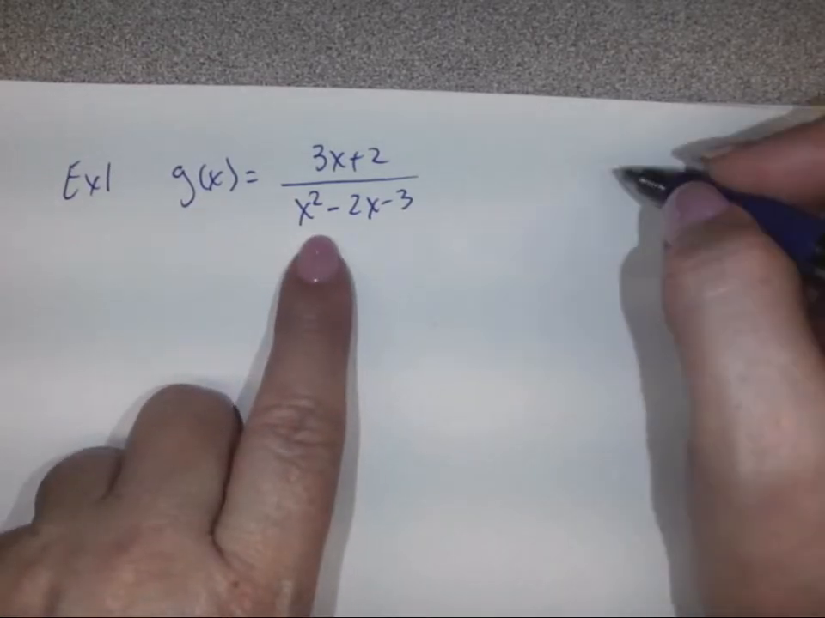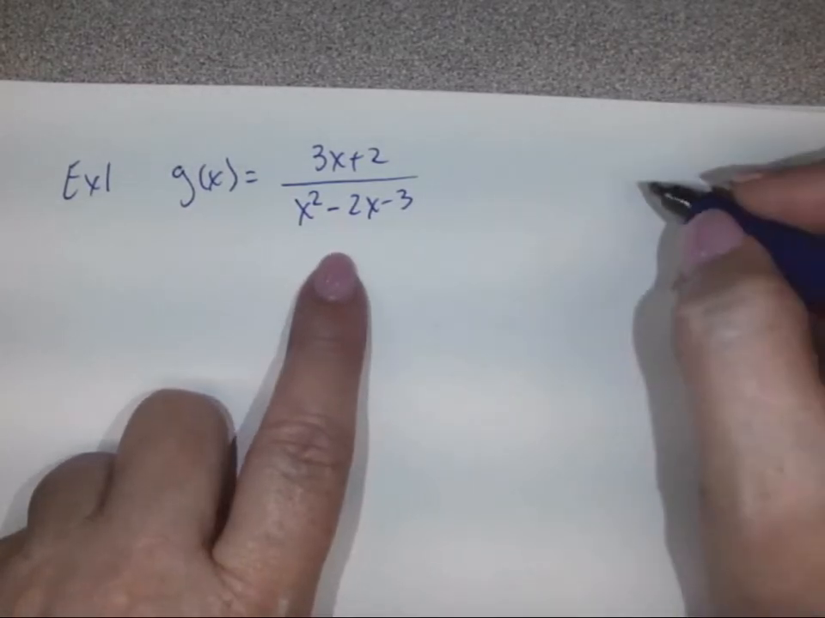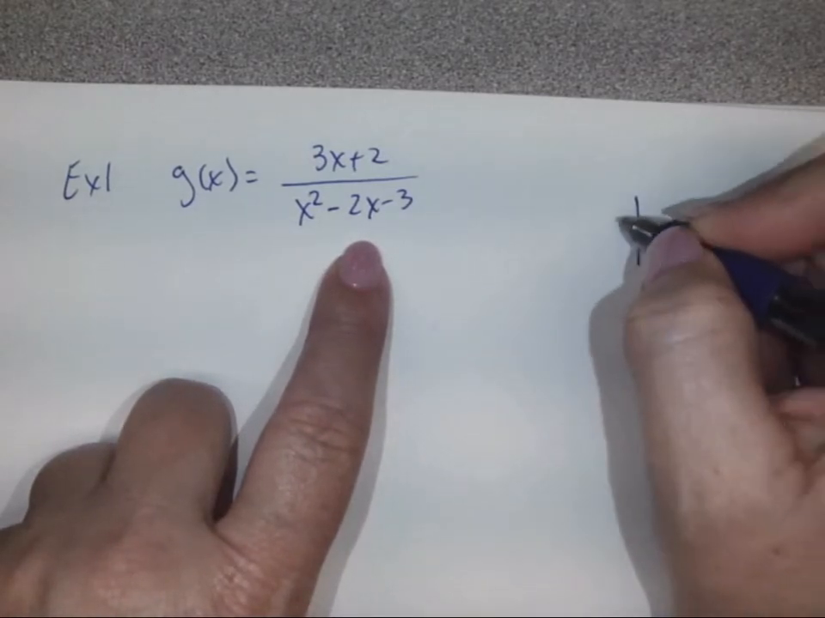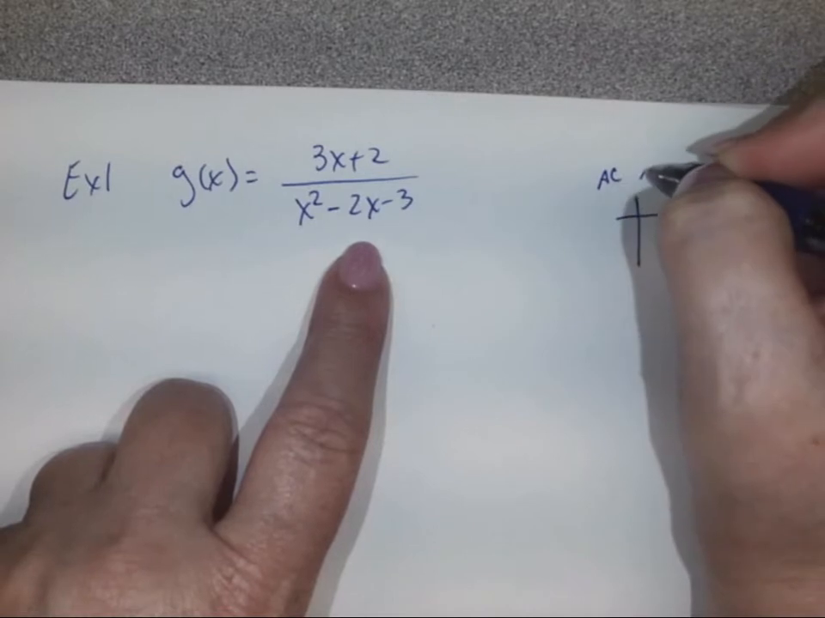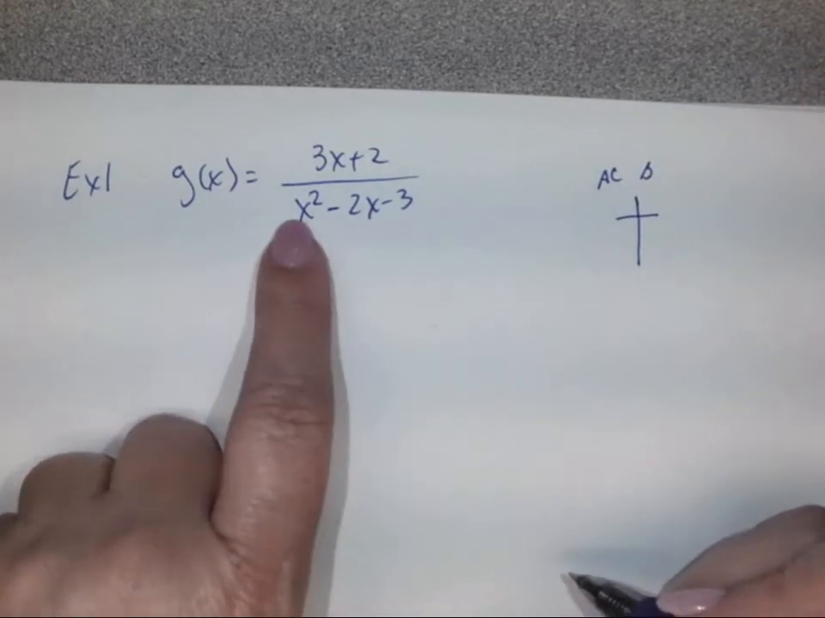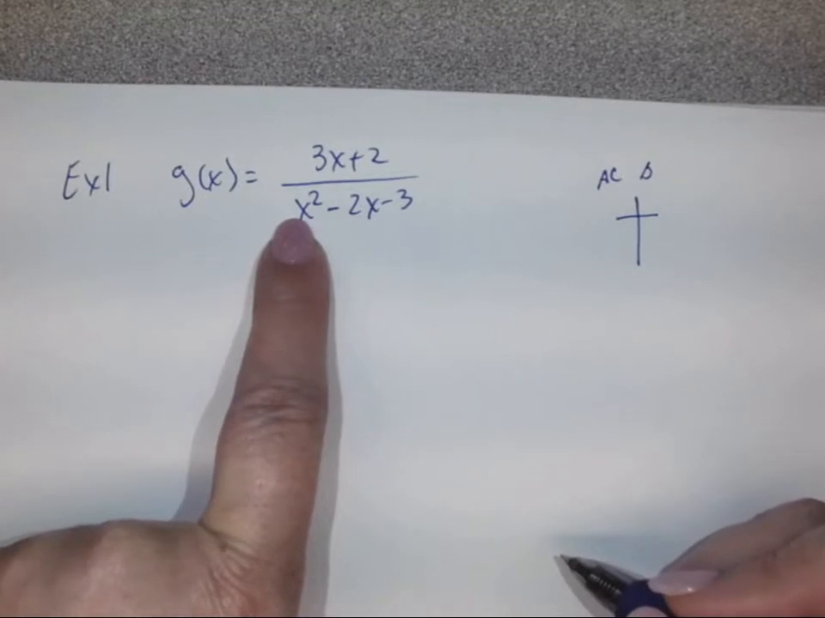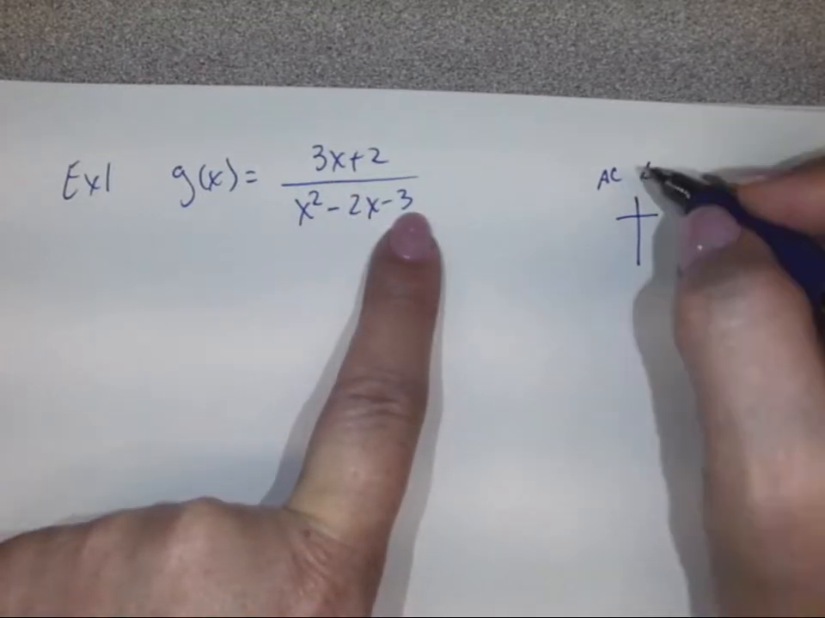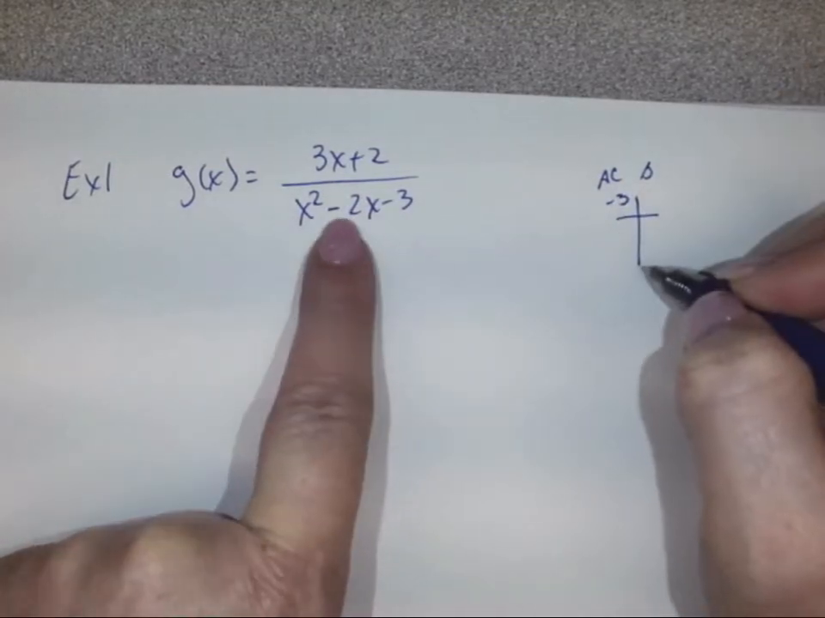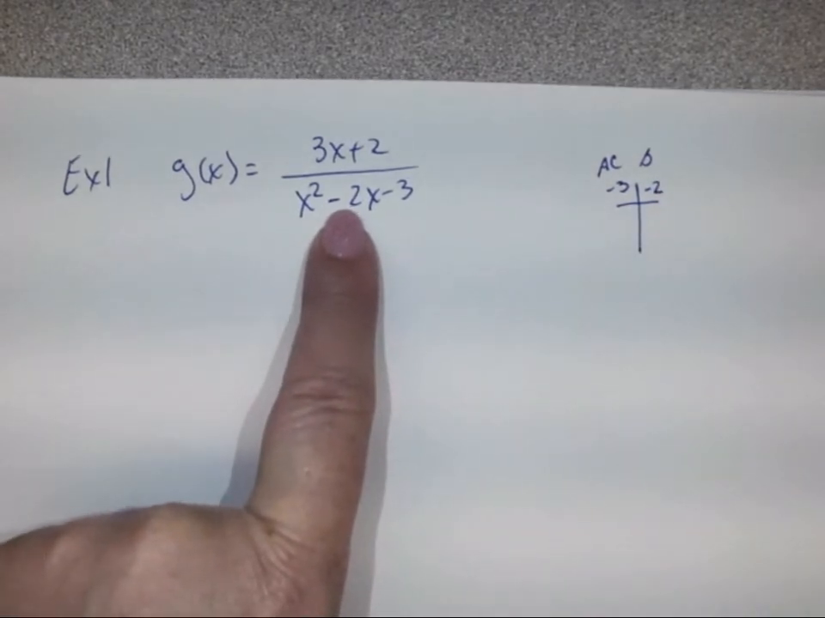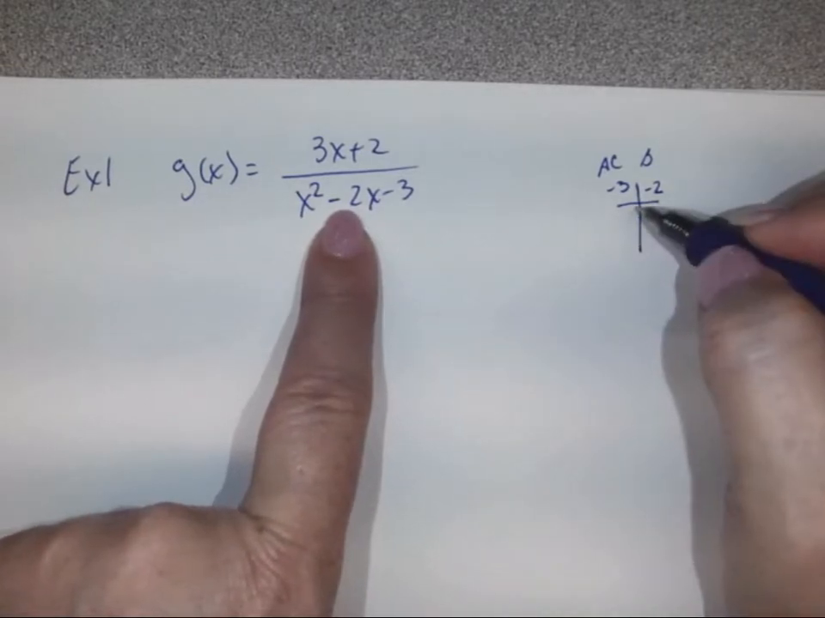You could factor this very quickly if you can see what the values are. If not, come over and make a t-chart. It's a times c trying to get you to b. So my a in this case is 1 in front of my x squared. So it's 1 times c, which is negative 3. And my b is negative 2. If you still don't know how to factor, then go back to a video I have on factoring so that you know how to do that.